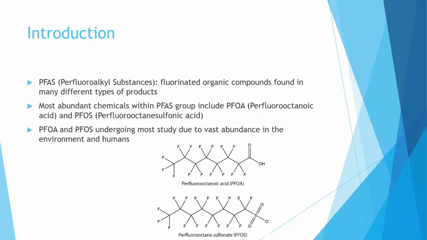The most abundant chemicals within this group are PFOA, or perfluorooctanoic acid, and PFOS, perfluorooctane sulfonic acid. Both of these chemicals are currently being studied because of their vast abundance in the environment and in humans. The two chemicals are shown below. They're long organic chains, or carbon chains, with fluorine atoms attached to all of the carbons, and then usually there'll be a functional group on the end, like a carboxylic acid or, in this case, a sulfonate group.